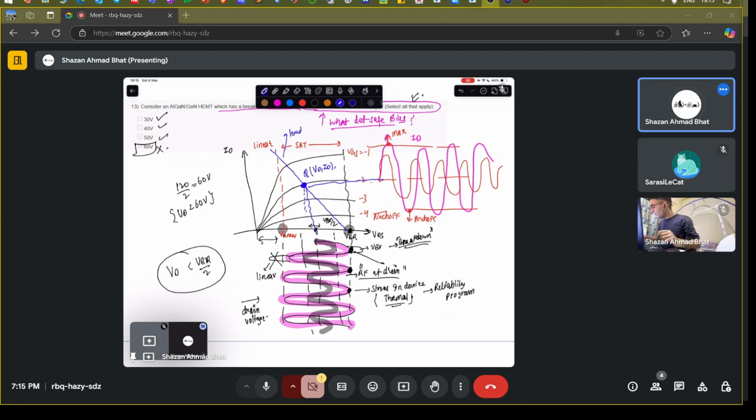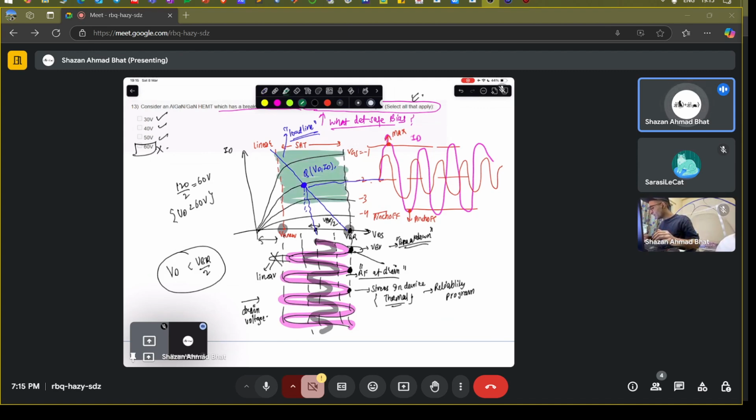It shows you where you should be biasing your device for safe operation. It should not get clipped, it should not put the device under stress, it should not put the device in pinch off, and it should not put the device in the linear region. It should remain in the saturation region, because this is the region you want the device to be in.